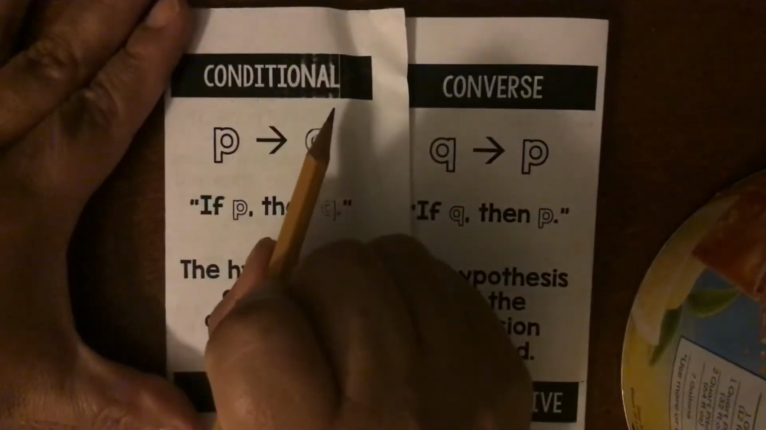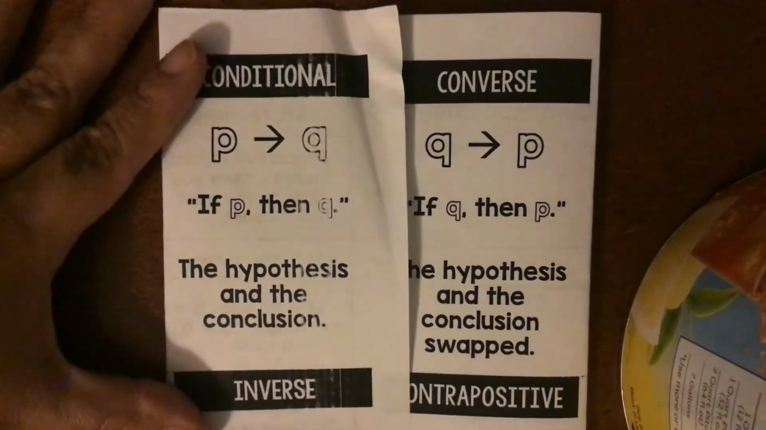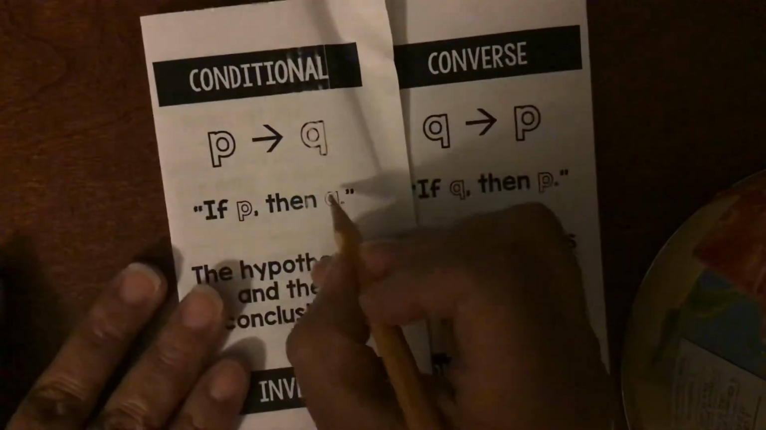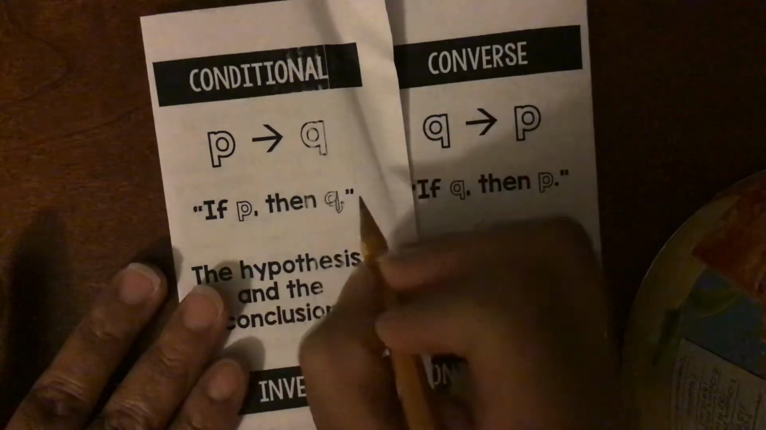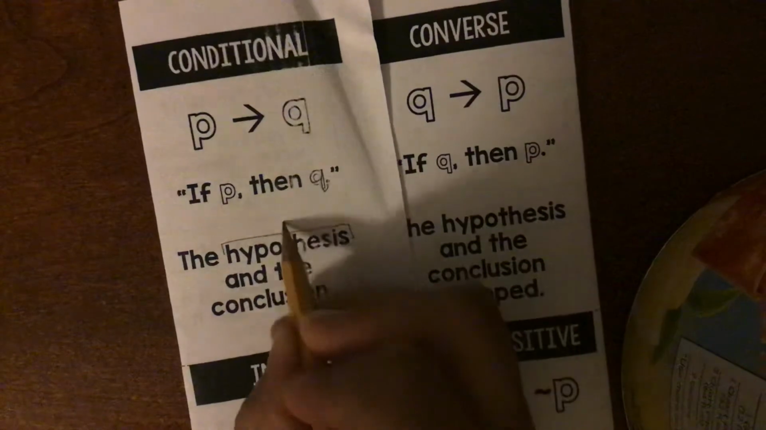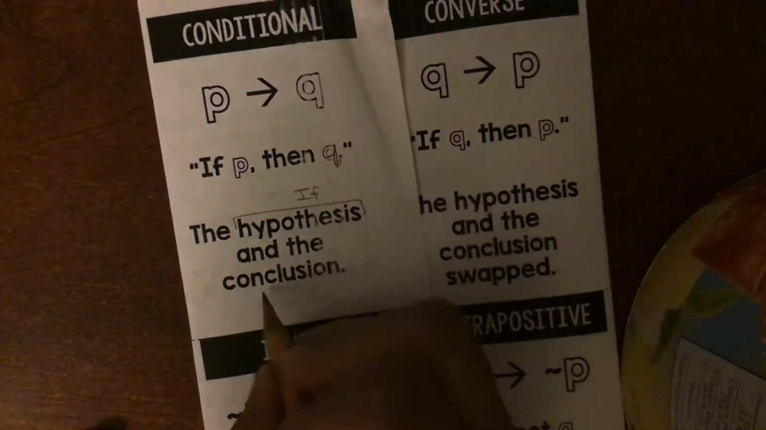It's supposed to say conditional, and sorry in case you got one of the bad copies. And all this means is that there's two statements, if P then Q, where P and Q can be any statement. The hypothesis is the if part of the statement, and the conclusion is the then part.